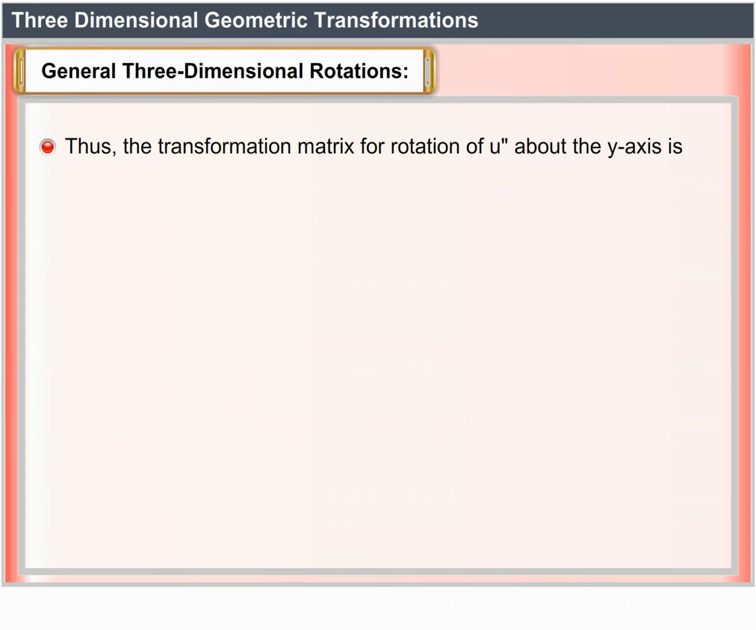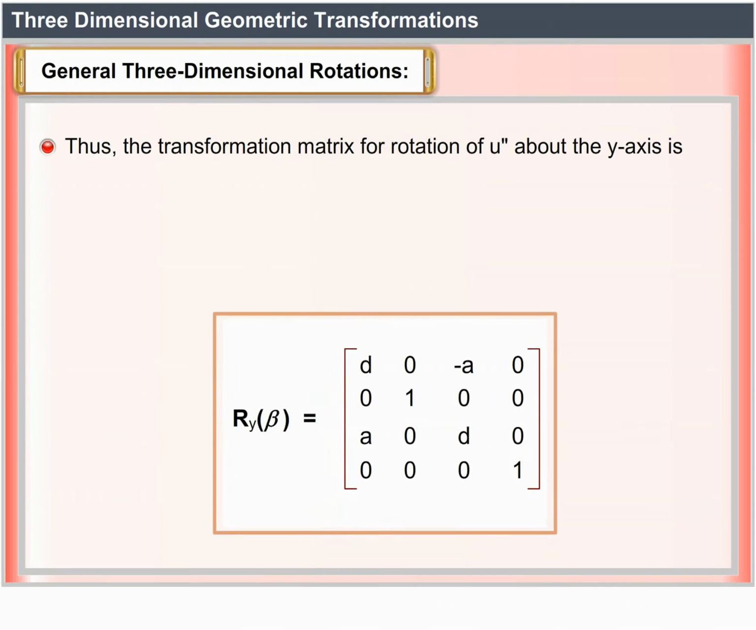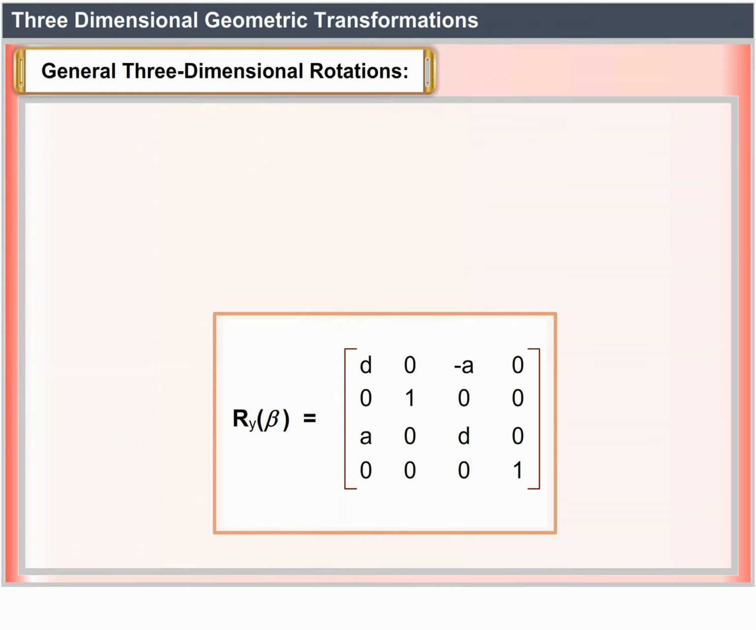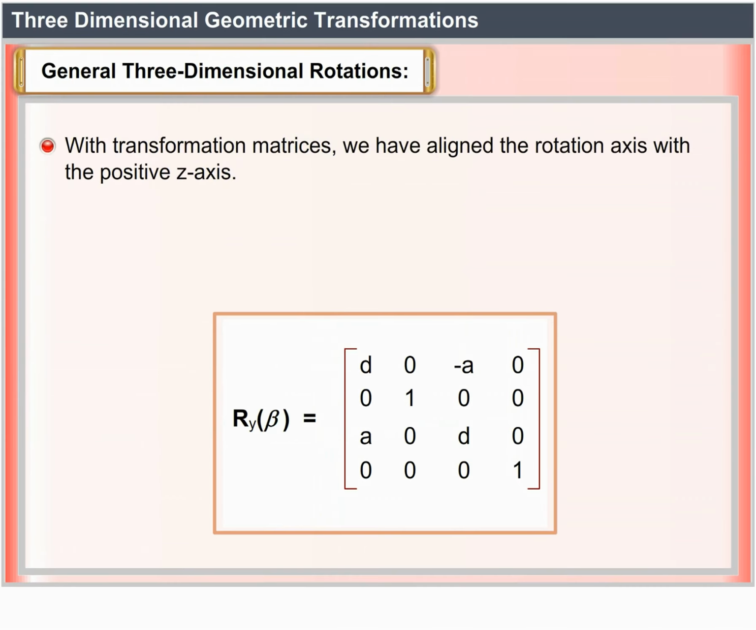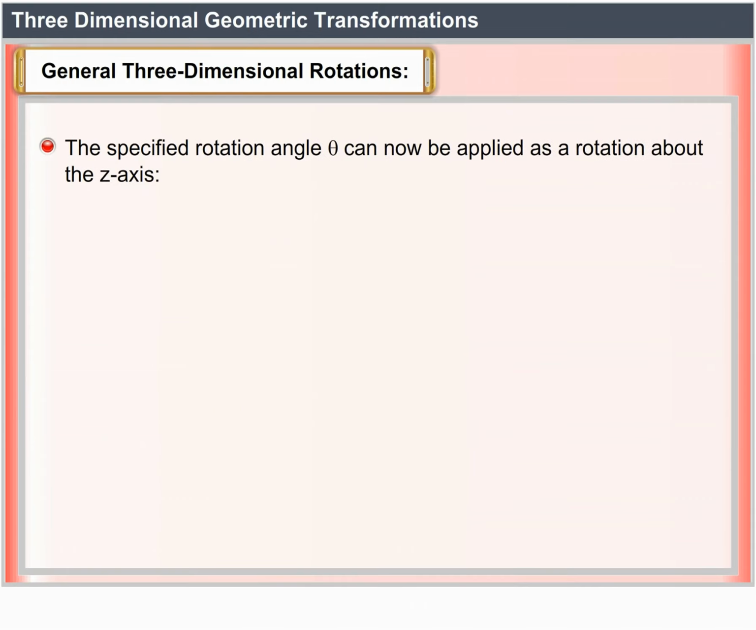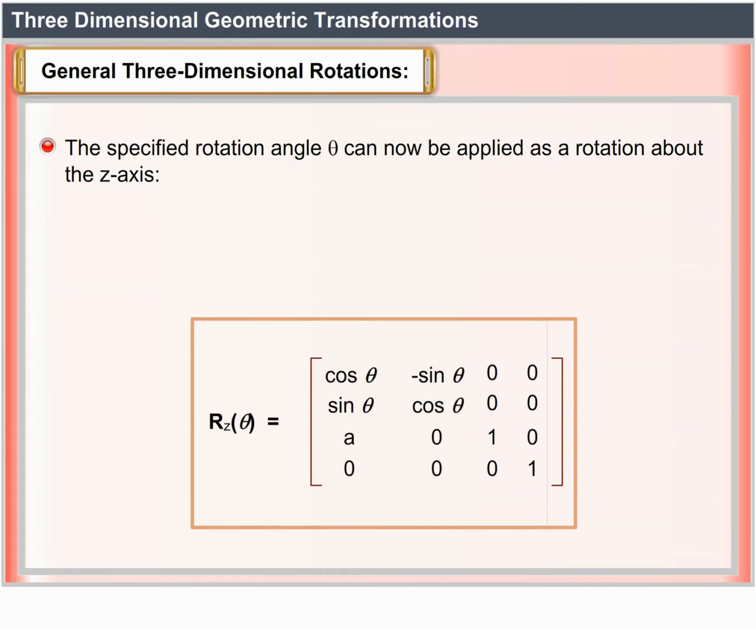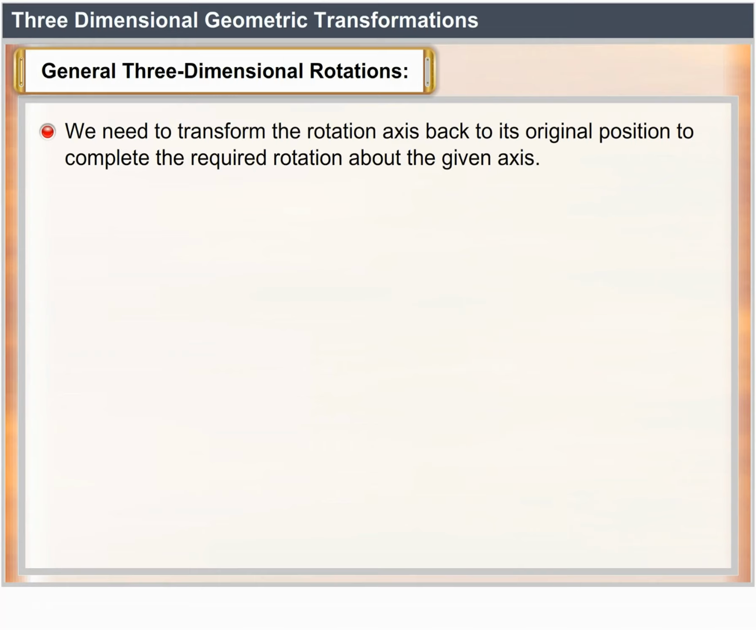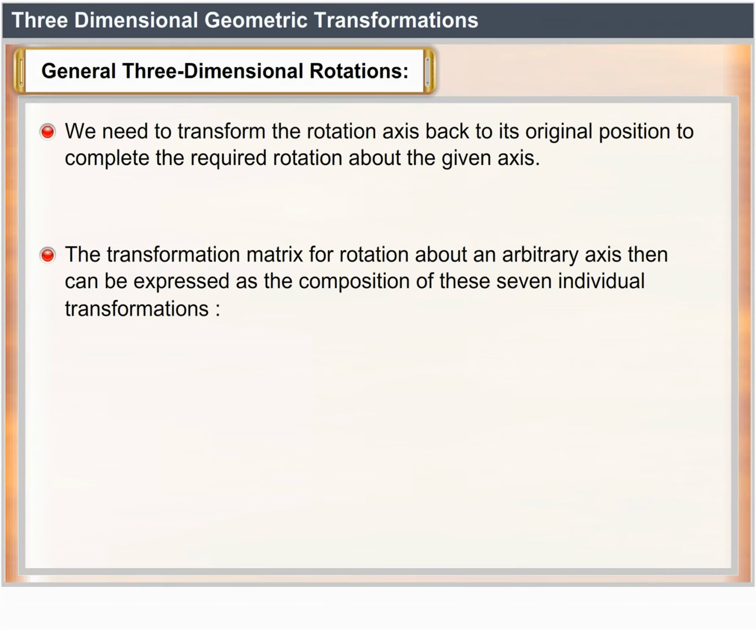With these transformation matrices, we have aligned the rotation axis with the positive z-axis. The specified rotation angle theta can now be applied as a rotation about the z-axis, Rz of theta, as shown. To complete the required rotation about the given axis, we need to transform the rotation axis back to its original position. The transformation matrix for rotation about an arbitrary axis can be expressed as the composition of these 7 individual transformations, as shown.